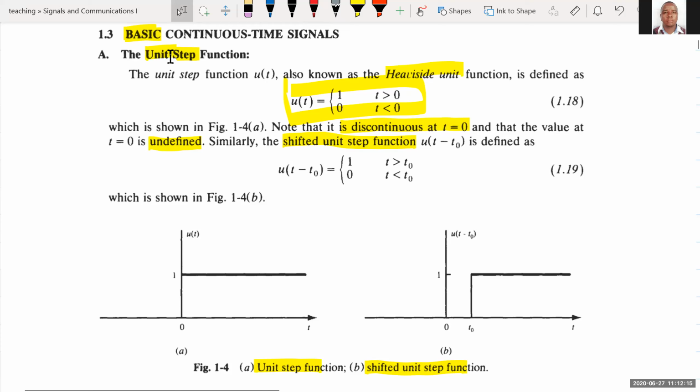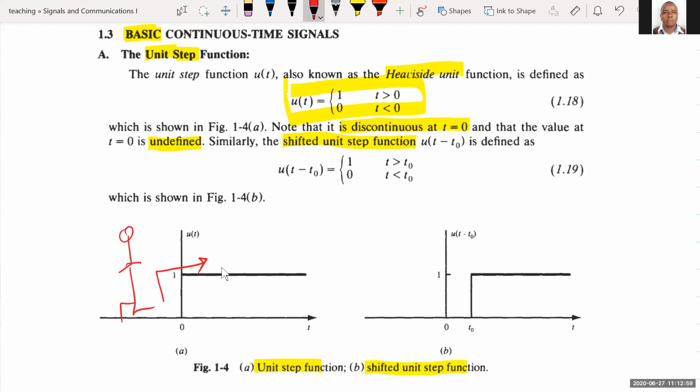And as the name suggests, it has a unit value after time t is greater than 0. Sorry, and of course it looks like you are stepping on a step. If someone was here, then they would appear like they are climbing a step. So in few words, that is the illustration of a step function.